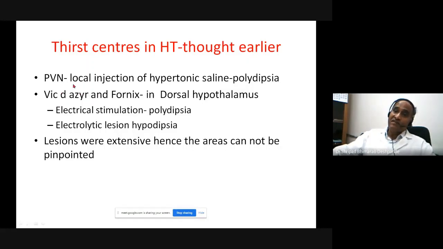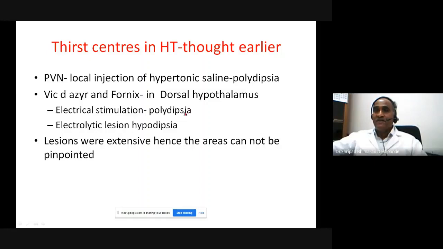So when they stimulated the mammillothalamic tract, that forms part of the Papez circuit, you remember. Or when you stimulate the area of the fornix, fornix is coming from the dentate gyrus and going to the septal nucleus. Fornix is the area that forms the dorsal hypothalamus. When they electrically stimulated it, the animals exhibited polydipsia. So that means they are concerned with the regulation of the thirst mechanism. Electrolytic lesions of the mammillothalamic tract or Wick-D Agire or the fornix produced loss of drinking behavior, hypodipsia. So there are two areas I'm talking about: paraventricular nucleus, mammillary body, and the fornix, which are part of the dorsal hypothalamus. They are involved in the drinking behavior.